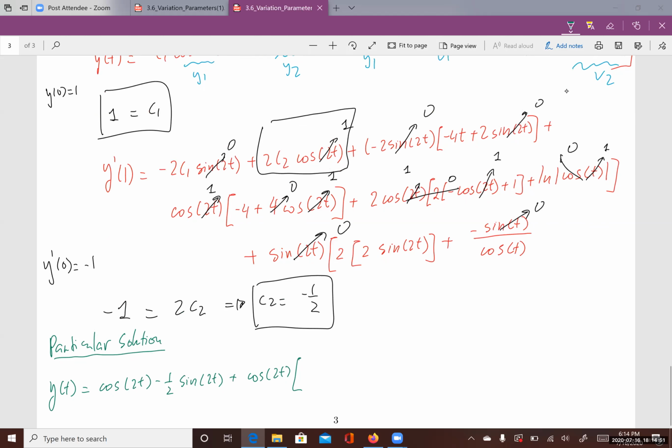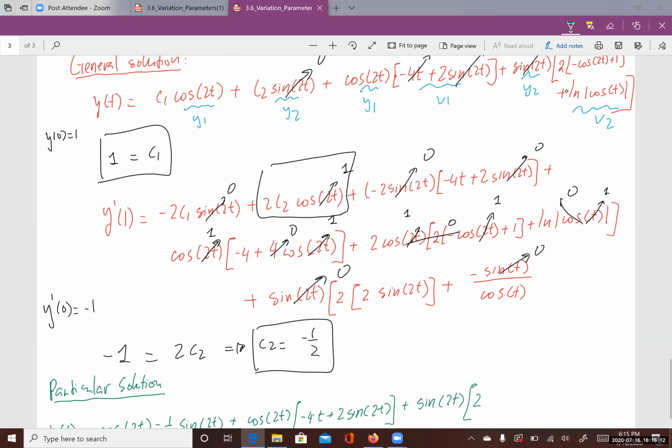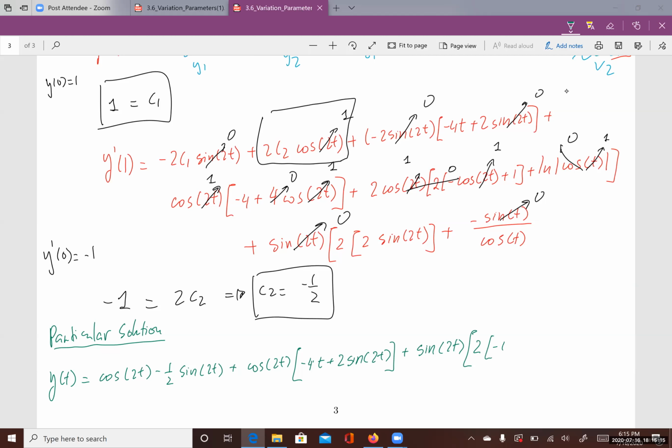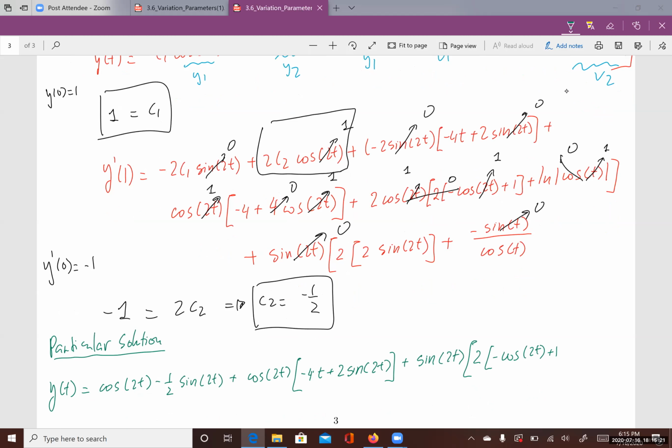multiplied by v1, and we know negative 4t plus 2 sine 2t. Okay, plus y2, which is sine 2t, multiplied by v2, which is negative cosine 2t, plus 1, plus natural log of cosine of t. This should be your particular solution. What a long problem.